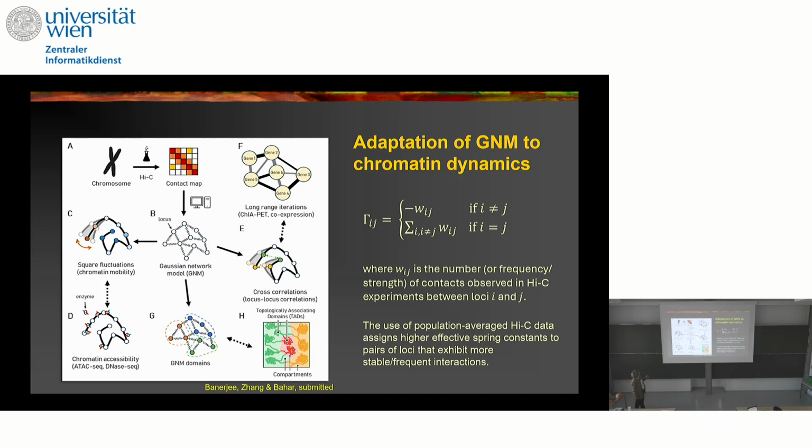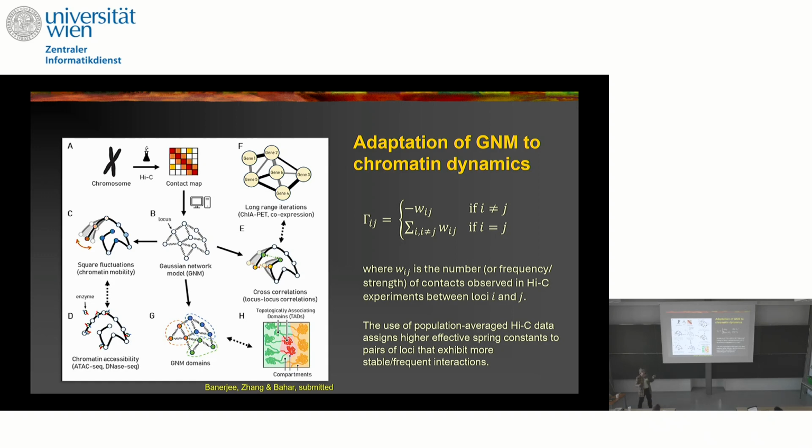We take the contact maps, represent them by this Gaussian network model, and then calculate the square fluctuations of the gene loci. We compare with experiments. Anything that we do is a very, very simple model. To us, the most important thing is to see first that it correlates with experiments, and secondly, that we can make new predictions and generate new knowledge.